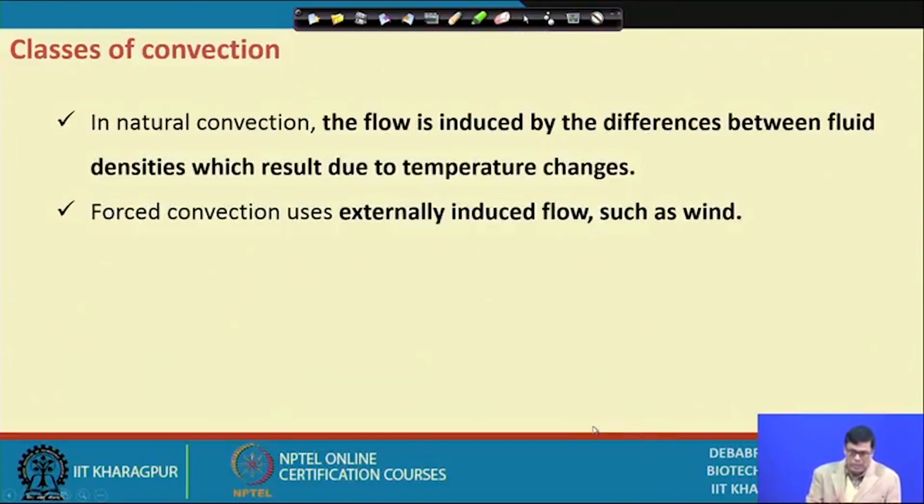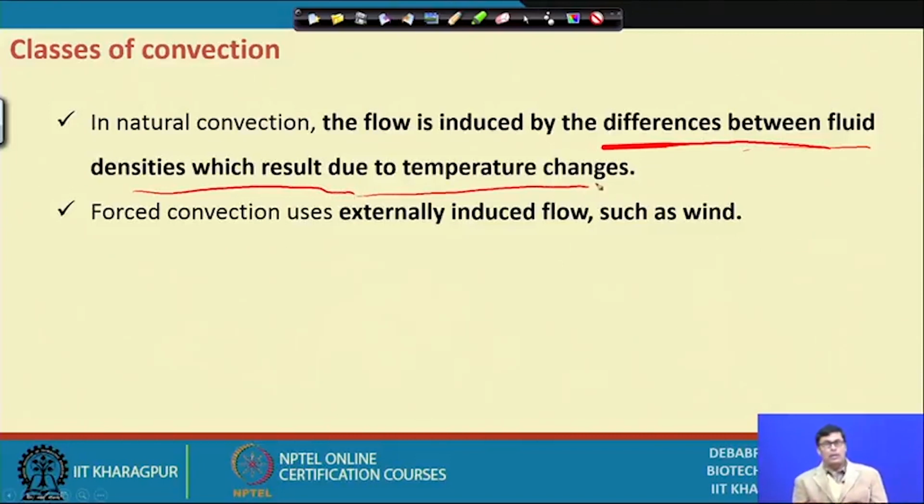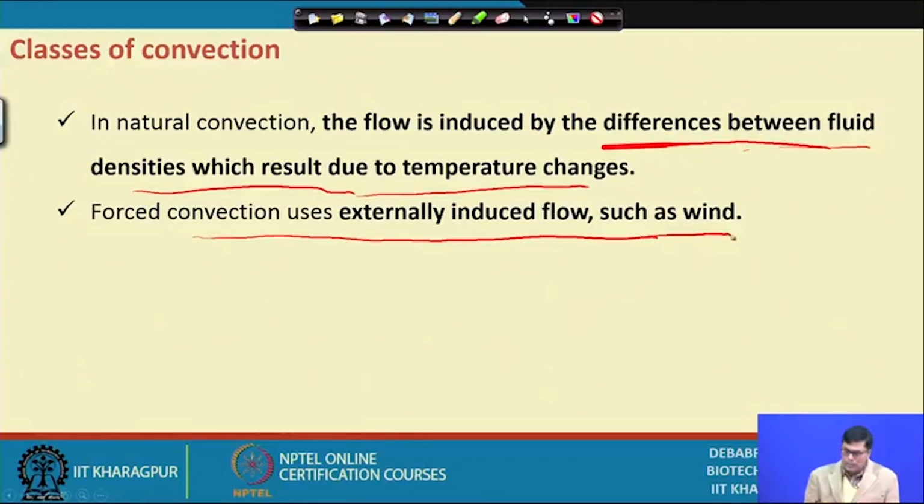Now, natural convection is the flow induced by differences in fluid density resulting from temperature changes. We understand that as we increase the temperature, the density is reduced, am I right? So, that results from temperature changes. Forced convection is externally induced flow, such as wind. We use this kind of flow pattern so that forced convection takes place.